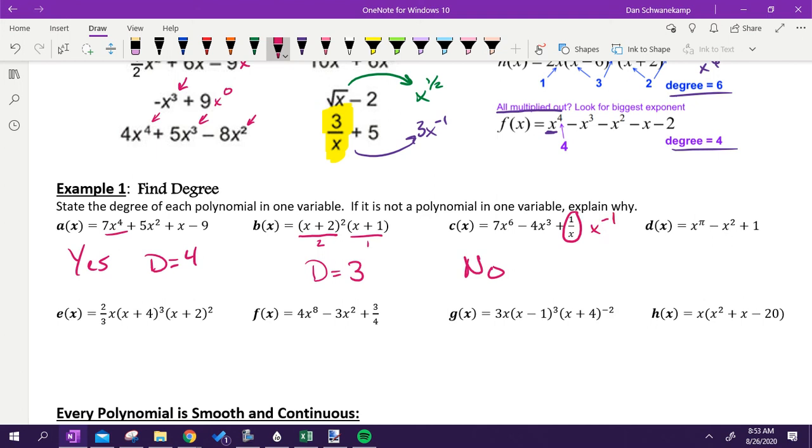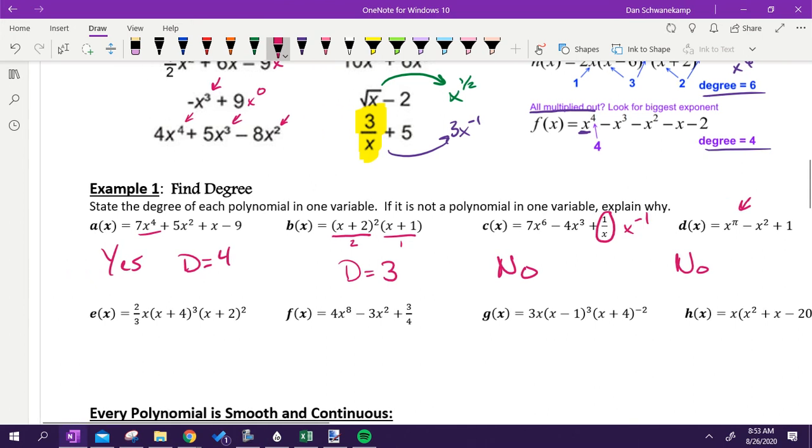Letter D, thumbs up, thumbs down. Letter D is a no. Megan, why is it a no? Yeah, pi is not an integer. We got 3.14. We can't have fractional exponents. We can't have anything else. That's a no. Everybody good with the first four?